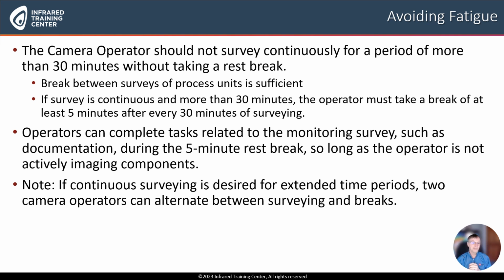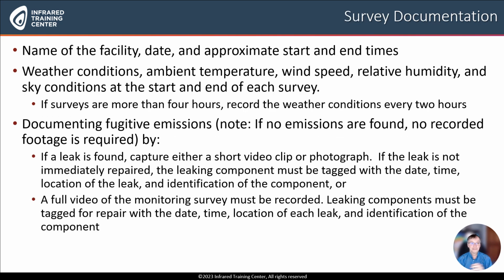Eye fatigue is one of the big things, okay? Particularly in a hot, dry area, your eyes are drying out. This is really what they're addressing here. It's a human factor. And so if continuous surveying is desired, 2 camera operators should be employed to make sure that one gets a chance for a rest.